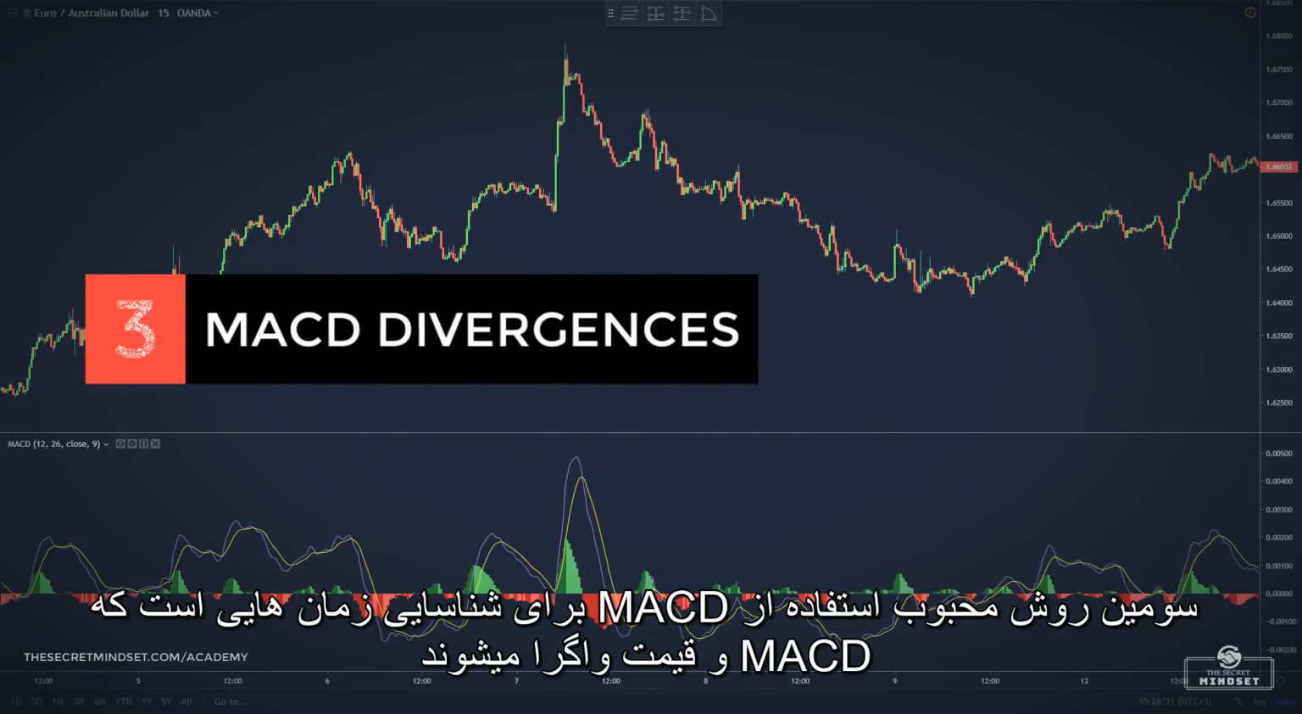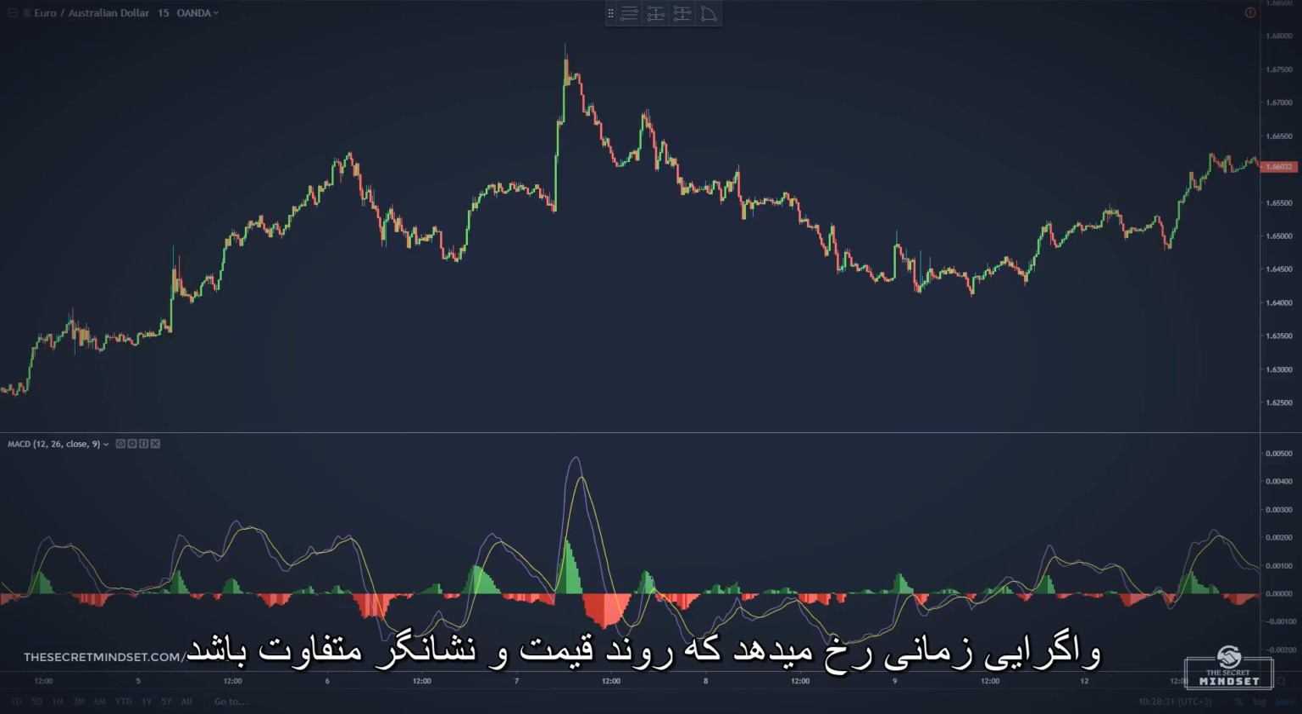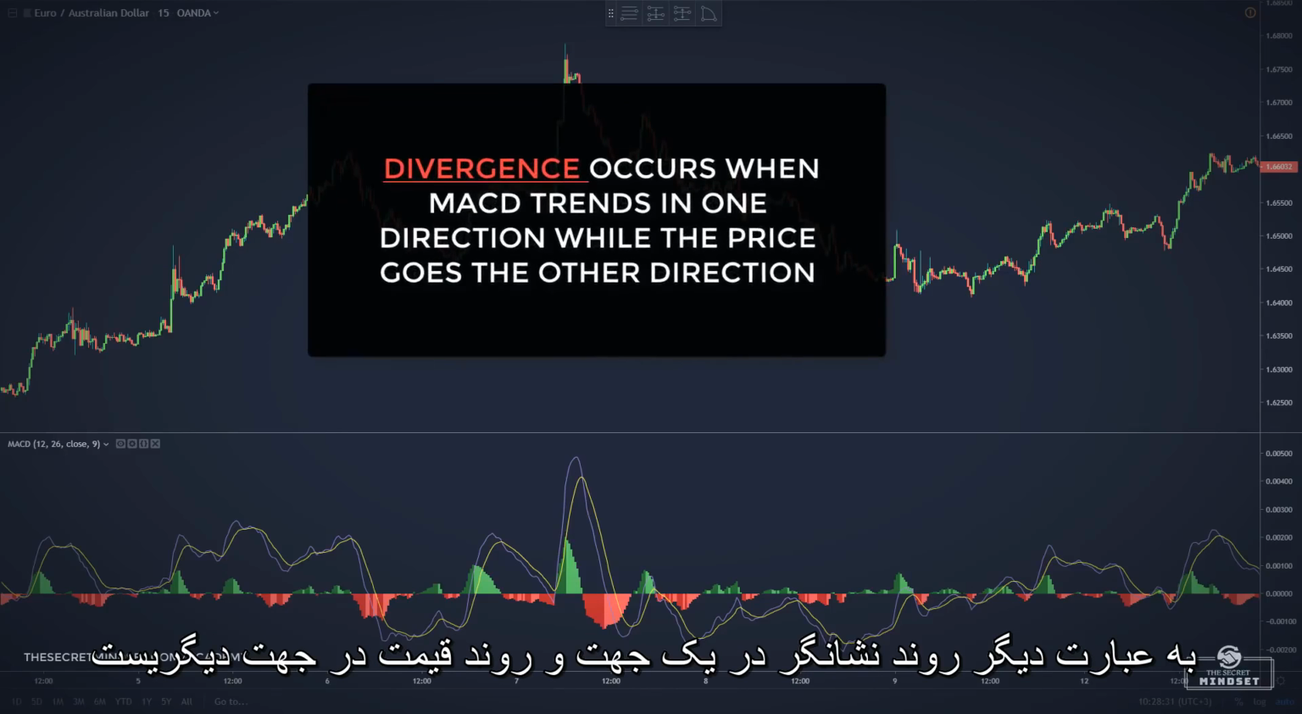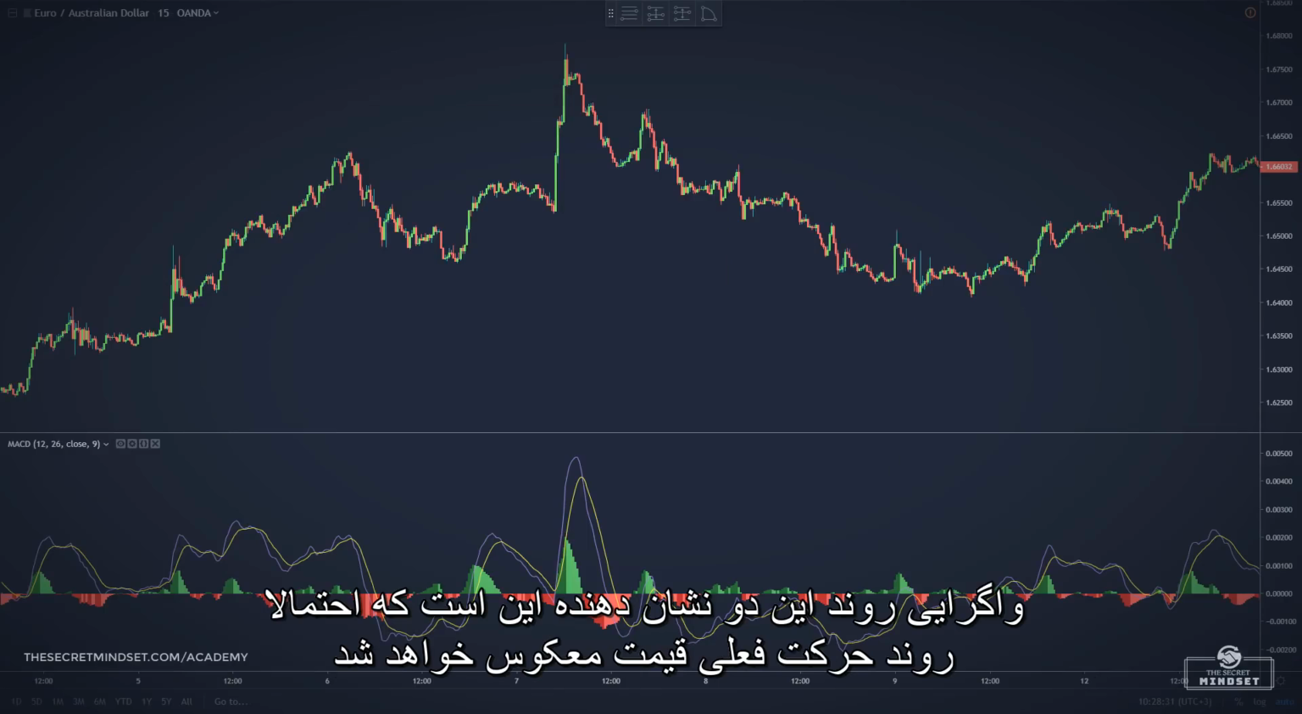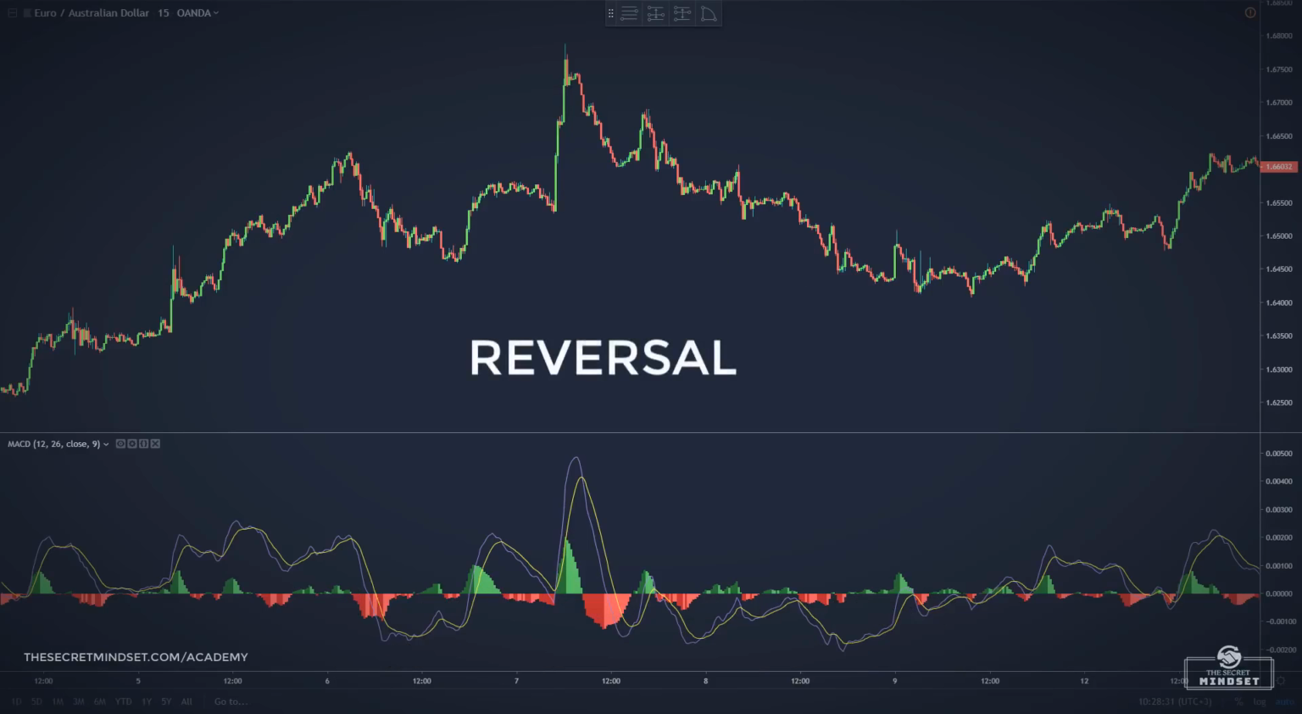The third popular use of the MACD is to identify those times when it diverges from the price. A divergence occurs when the trend of the price doesn't agree with that of the indicator. In other words, an indicator trends in one direction, while the price goes in the other. MACD divergences tend to indicate a reversal in the current price trend.